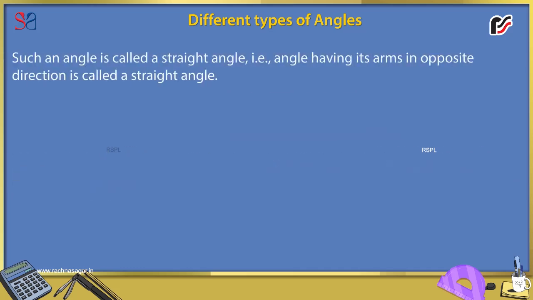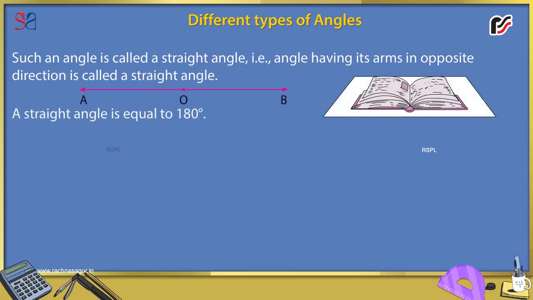Such an angle is called a straight angle, that is, an angle having its arms in opposite direction is called a straight angle. A straight angle is equal to 180 degrees.